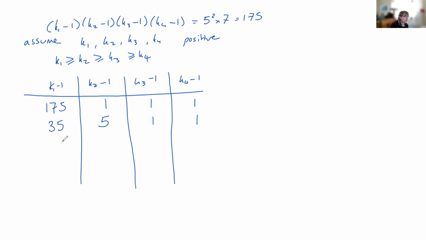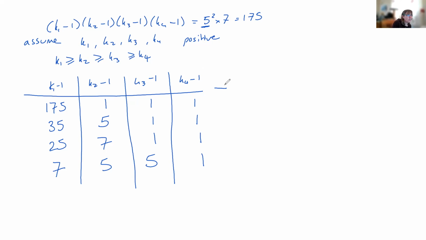Then the next biggest that this can be is 25. So if we take these 2 5s here, then this one's going to be 7, 1, 1. And then K1 minus 1 could be 7, which would mean these 2 have to be 5, and this has to be 1. And then this can't be 5, because if this was a 5, one of these would be 7, and we've said that K1 is the biggest. So those are our possible values of K1 minus 1, K2 minus 1, K3 minus 1, K4 minus 1.